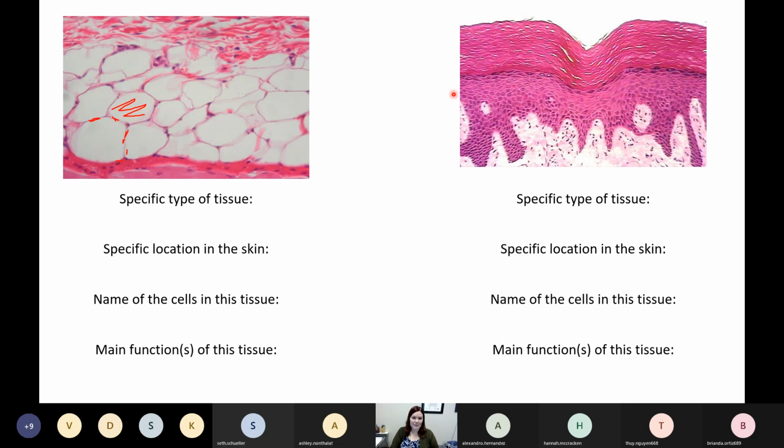Exactly. Yeah, several of us chiming in. The name of these cells is keratinocytes. Keratinocytes, meaning I'm a cell that's filled with keratin. Remember, we talked about adipocytes over here on the left. When we talk about this kind of epithelium, we have the keratinocytes.